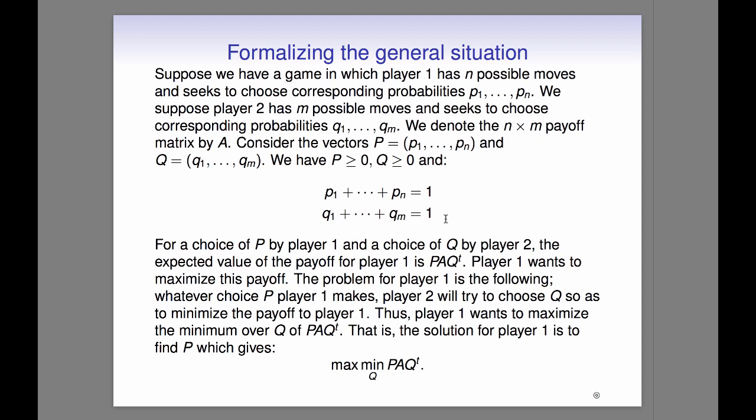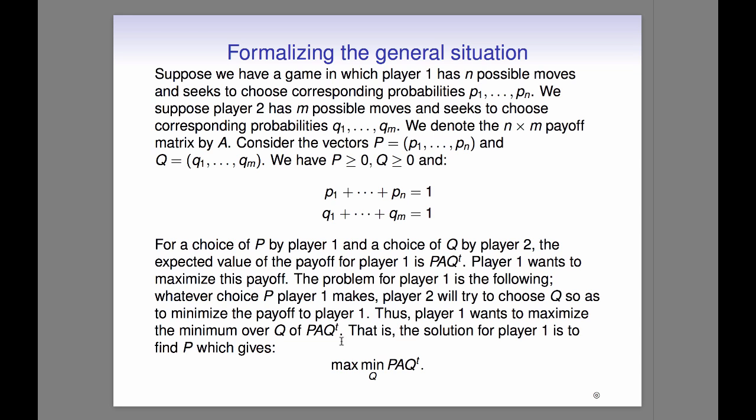Now, player 1 chooses their probabilities and player 2 chooses their probabilities, and then if you use the expected value formula that we looked at back in week 7, you see that the expected average payoff for player 1 will be the P vector, which is the vector of probabilities for player 1, times the payoff matrix A, times the vector Q, which are the probabilities for player 2. And player 1 wants to maximize this payoff.